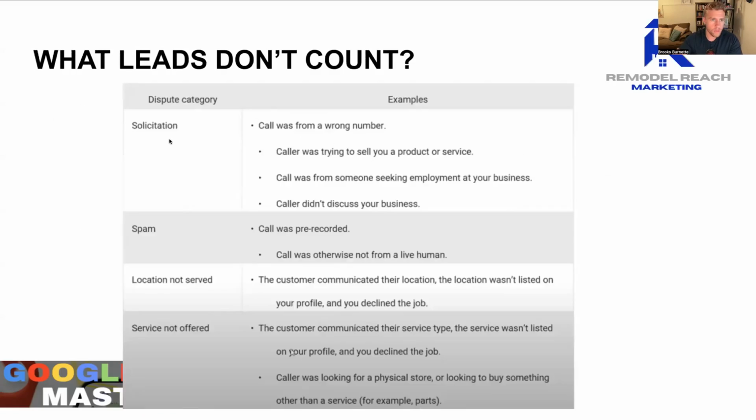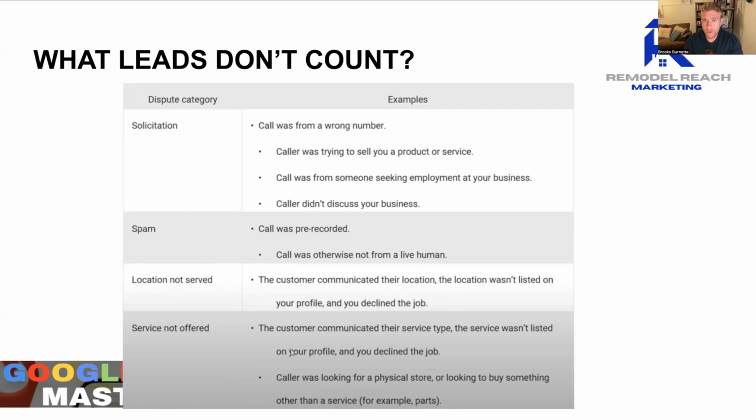What you're seeing here, sorry, it's a little blurry, is solicitation, spam, and location, if it's a different location than the one that you serve in. So their location was not listed in your service area, and that one doesn't count either. And then obviously services that you don't offer. So if you do kitchen remodeling and someone calls in about a roofing job or a landscaping project or things like that, then that lead does not count.